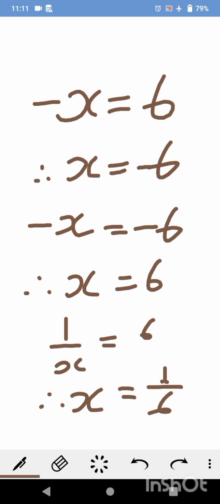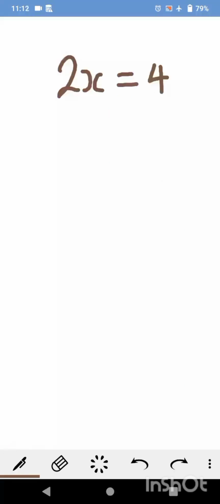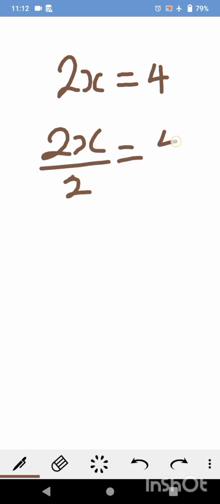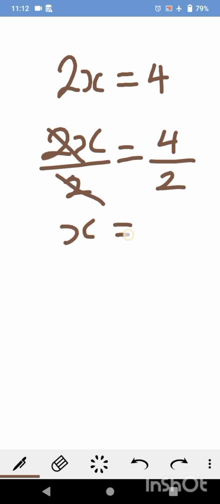Solving simple equations in algebra. Okay, let's see some other examples. Solving a one-step equation by taking just one action. From our understanding of equations, we know that x has to be 2, so that 2 times 2 will give you 4. But how do we solve this? By showing working. We divide both sides by 2, and x will be equal to 2.